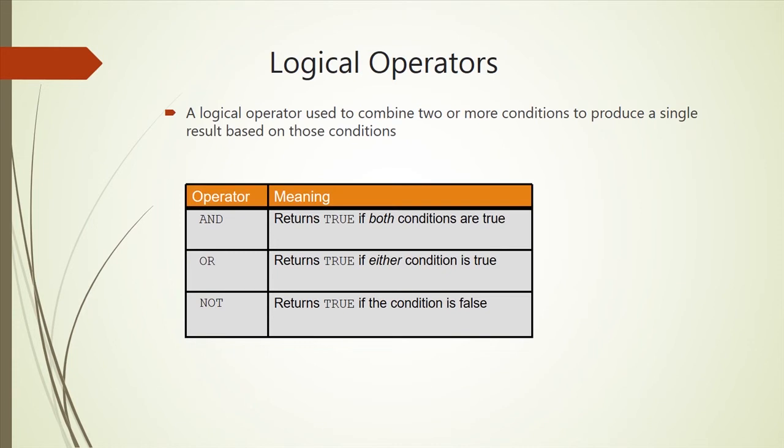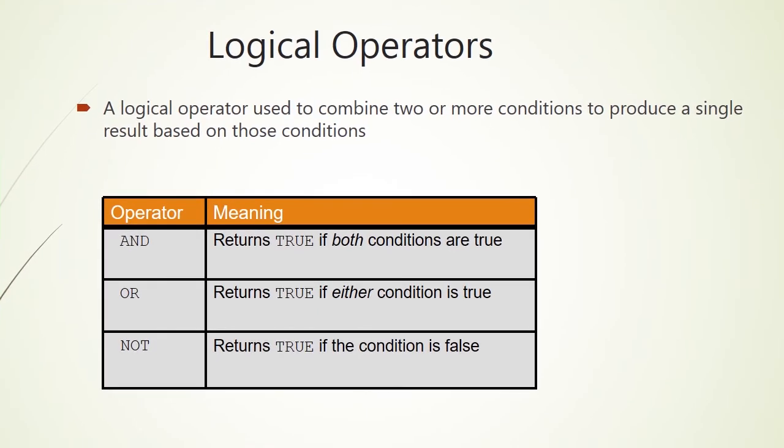In the previous lesson we learned how to use comparison operators in the WHERE clause. Here we are going to learn how to use logical operators. A logical operator is used to combine two or more conditions together to produce a single result based on those conditions. We have three logical operators.